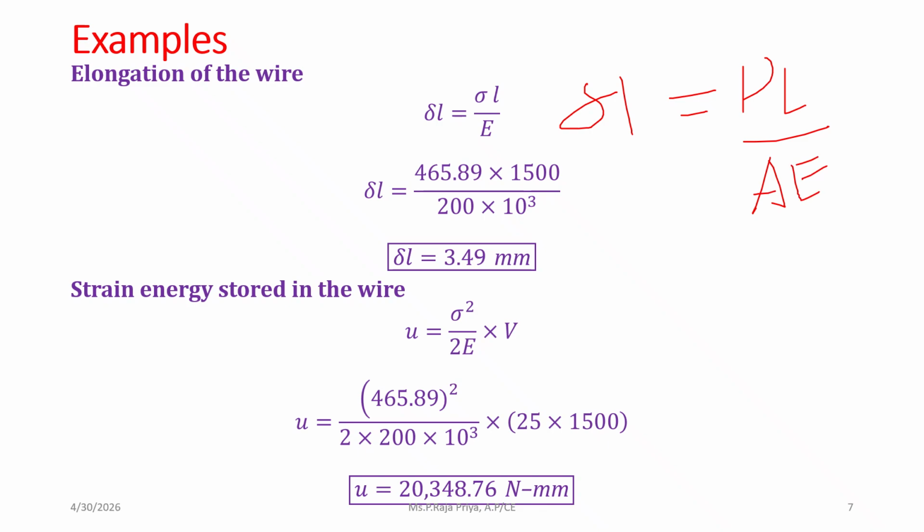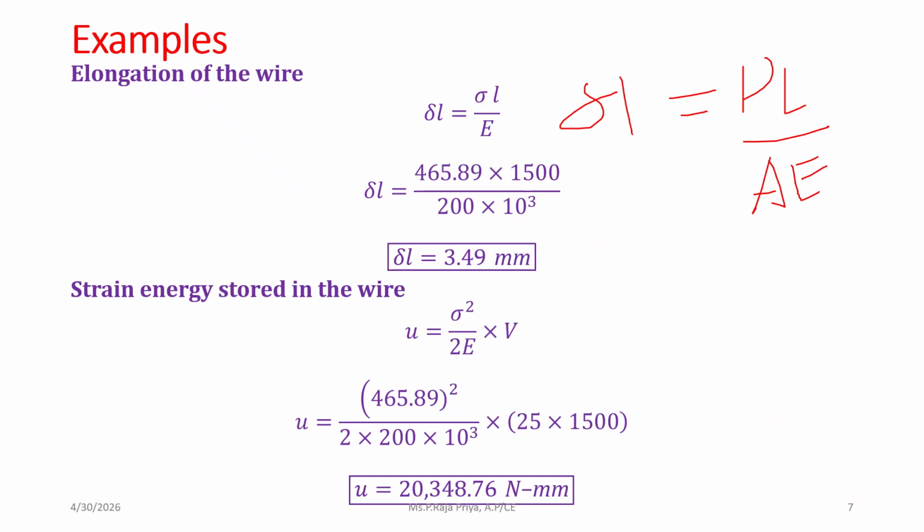We can use this formula, or instead of P by A we can substitute sigma, because we have found out sigma in the previous step. Either way you can go. Here I have used sigma L by E, using the value of sigma from the previous step. Substitute and find out the value of delta L, which is 3.49 mm.